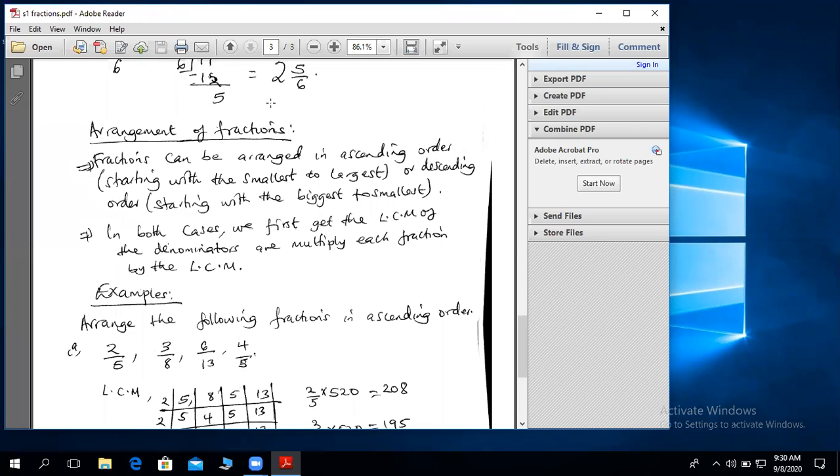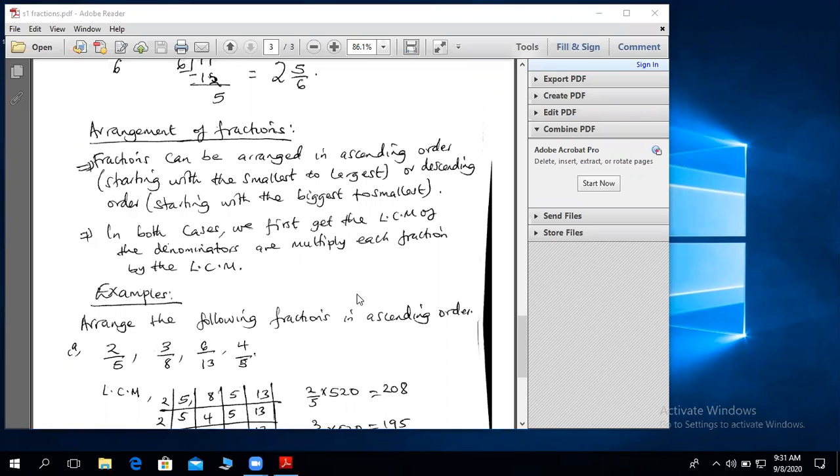Now, in both cases, whether you are arranging fractions in ascending order or descending order, you first get the LCM of the denominators. For example, I have my fractions here as 2 out of 5, 3 out of 8, 6 out of 13, and 4 out of 5. I want you to pay attention here because this is the only example I have.